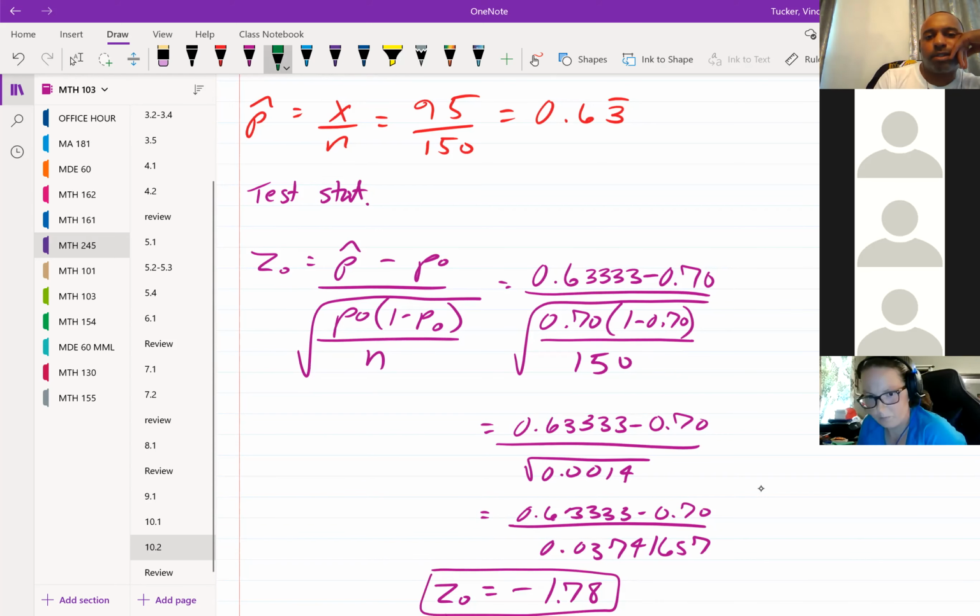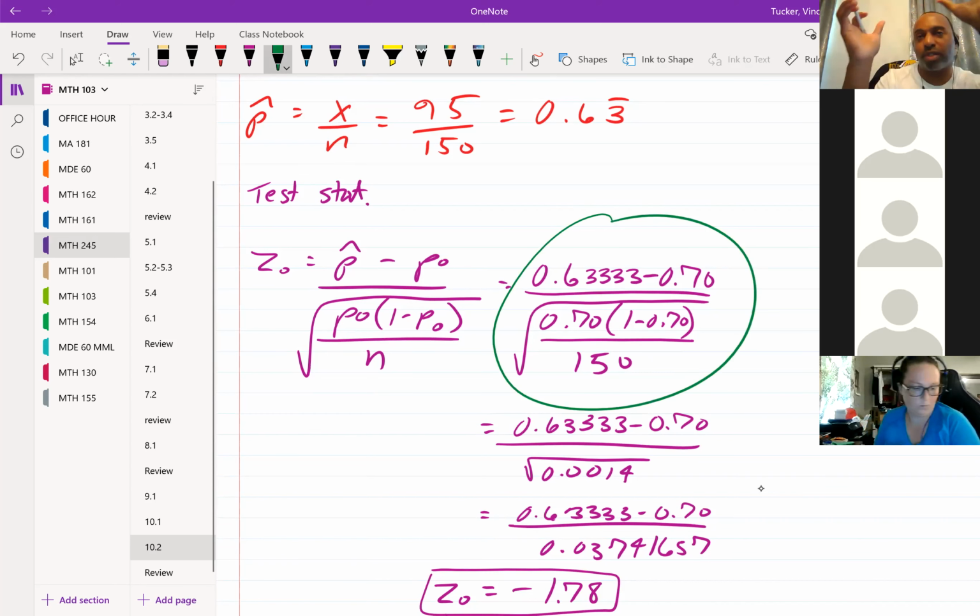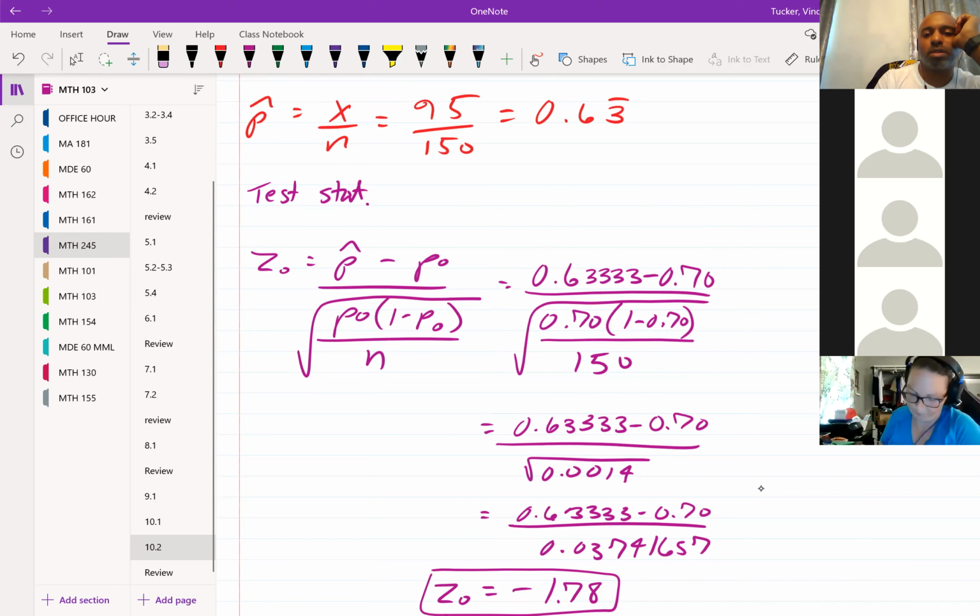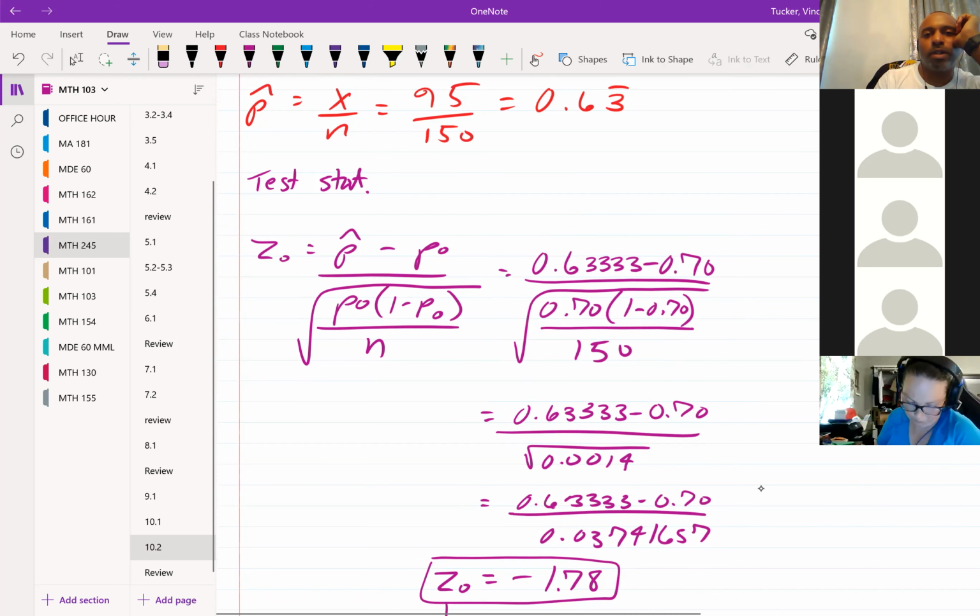I use a calculator. Some people just put it in the calculator after this step. You just plug it in, use the parentheses properly and everything. But that was just me walking through some of the steps to make it as easy as possible. Everybody done with the red?